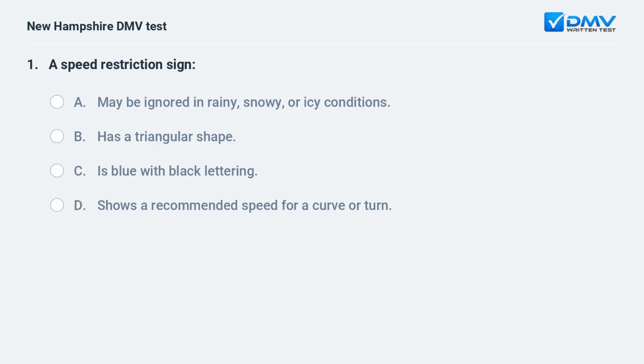A speed restriction sign? A. May be ignored in rainy, snowy, or icy conditions. B. Has a triangular shape. C. Is blue with black lettering. D. Shows a recommended speed for a curve or turn.